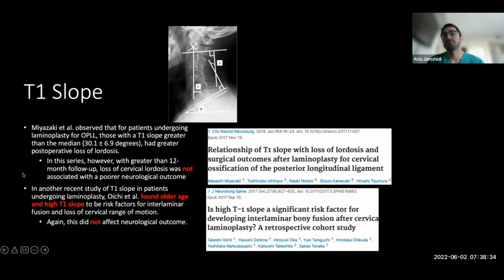However, I wonder if you follow these patients over 10 years, if their neurological outcomes change at all, and whether or not we should be paying more attention to the T1 slope when offering an anterior or posterior surgery.